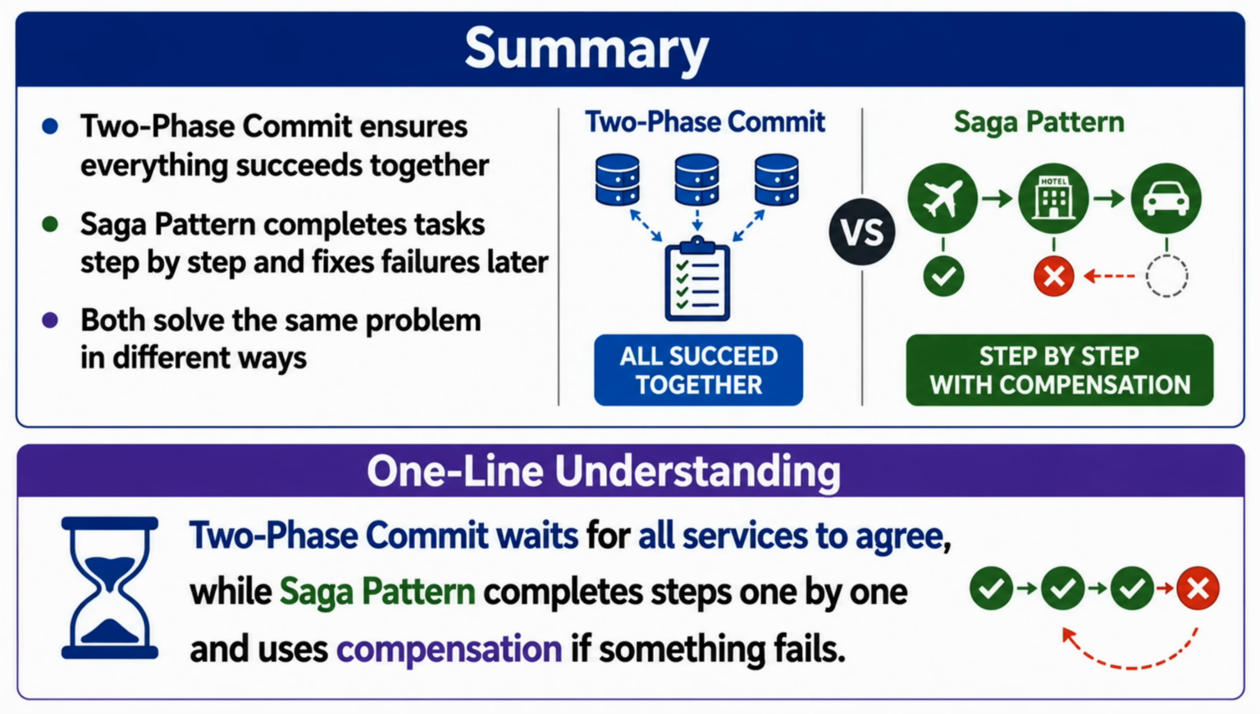Now we will see the summary. Two-phase commit ensures everything succeeds together. Saga pattern completes work step by step. Saga pattern uses compensation if something fails later. Both approaches solve the same transaction problem in different ways.